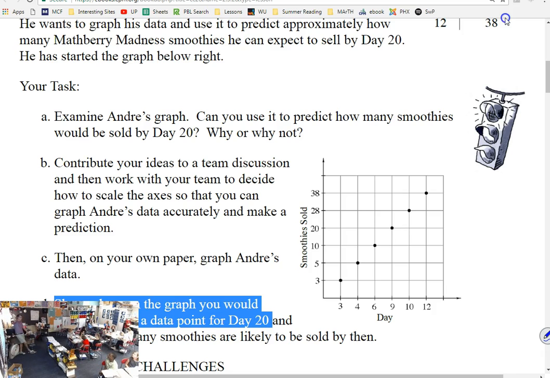Can anyone give us a tip as we start our graph, what to be careful of, why I highlighted what I highlighted? Why do we care about day 20? How's that going to affect making our graph? Marvin? Monica, you look like you know. Why did I highlight day 20? It's not on his graph. And if we want to be able to make a prediction about day 20, we'll get you in a group in just a second. We want to be able to show day 20.